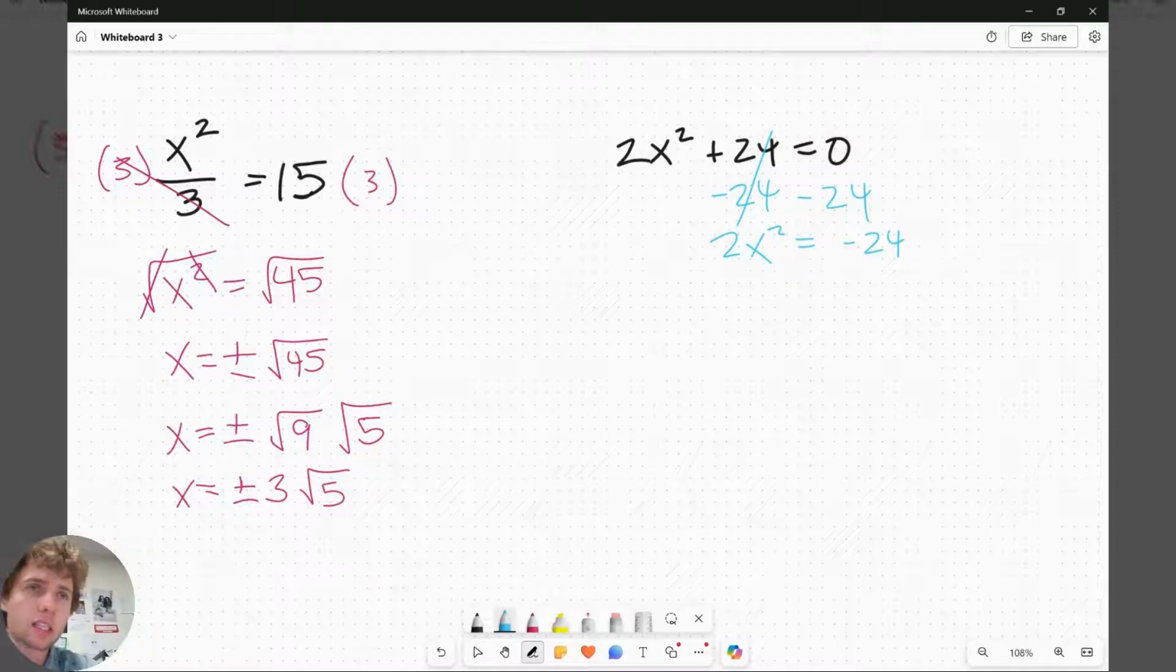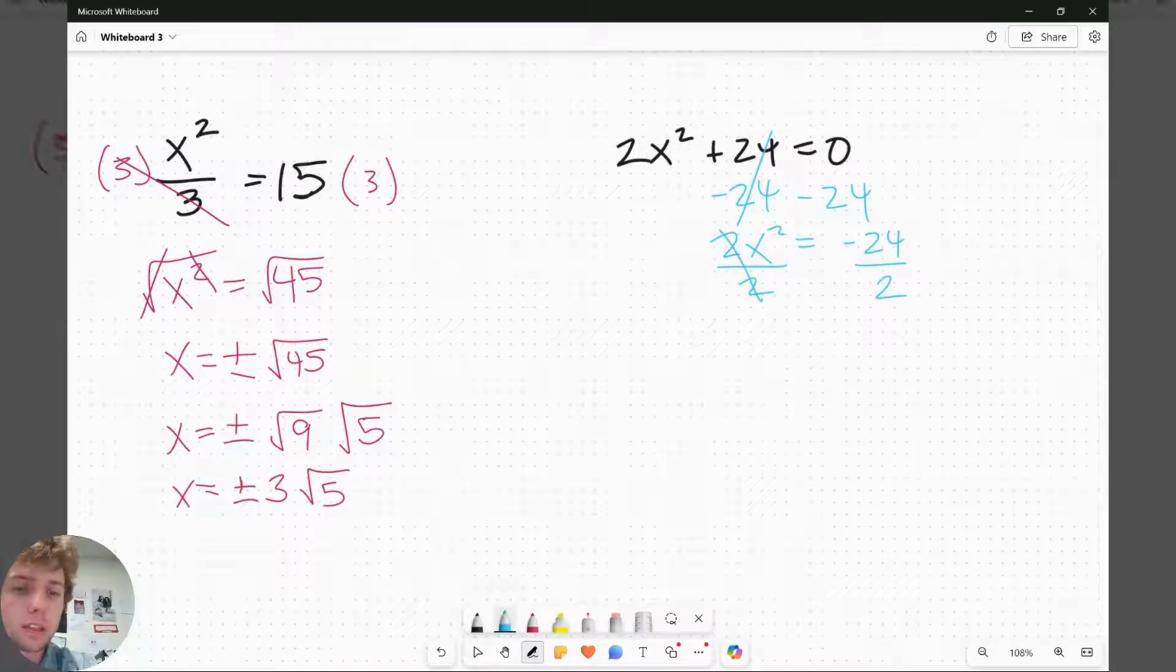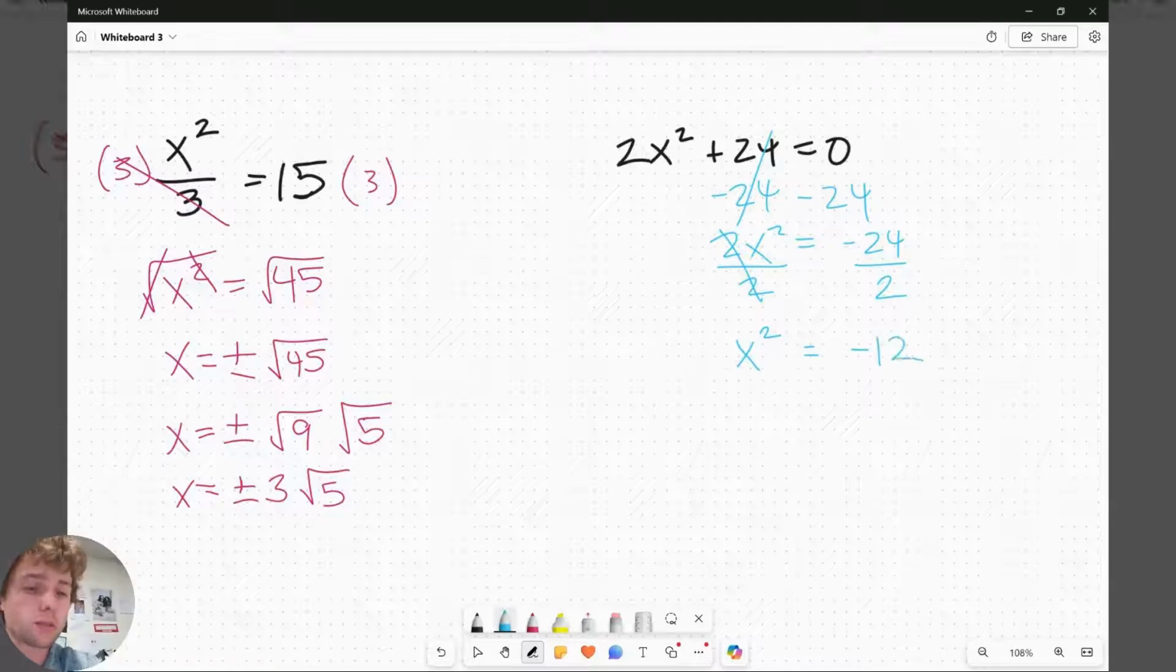Before you can take the square root, some people would want to do that on this step. Before you take your square root, you want to get that squared thing by itself. The 2 is not being squared, it's only multiplying with the x squared, so we can get rid of that too, giving us negative 12. Get rid of the squared by square rooting. Don't forget your plus or minus.